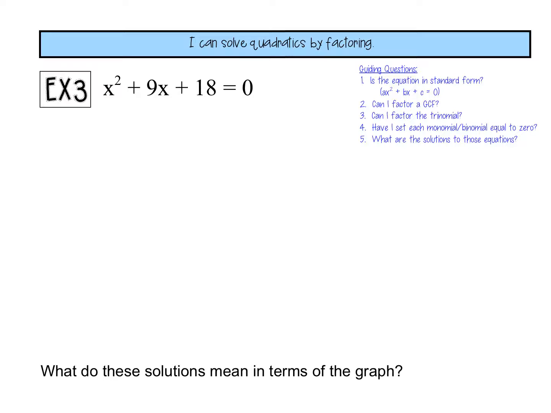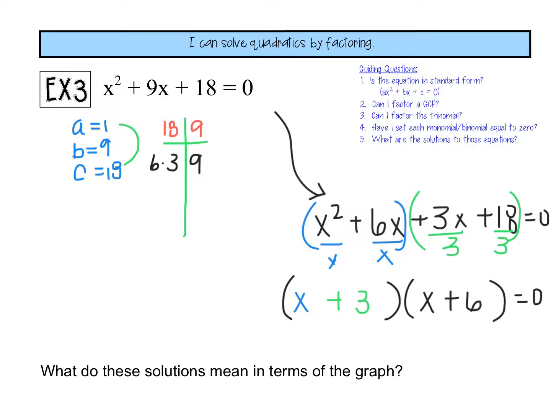Alright, so go ahead and pause the video, and I want you to factor this trinomial. Hopefully you were able to factor this and get x plus 3 and x plus 6 equals 0. If you did not get x plus 3, x plus 6, go ahead and look back at my work and see if you can figure out where your error was. We're not going to spend a lot of time on factoring because that's a skill you need. Once I have determined that I can factor the trinomial, have I set each monomial or binomial equal to 0? If this times this is 0, then one of those things has to be 0.